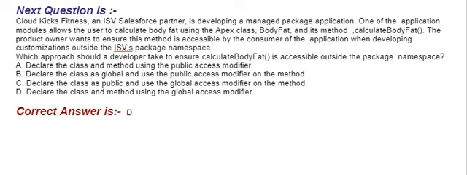package namespace? Option A, declare the class and method using the public access modifier. Option B, declare the class as global and use the public access modifier on the method. Option C, declare the class as public and use the global access modifier on the method. Option D, declare the class and method using the global access modifier. Correct answer is option D.